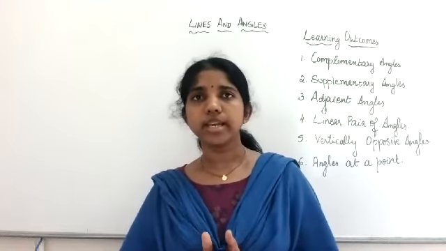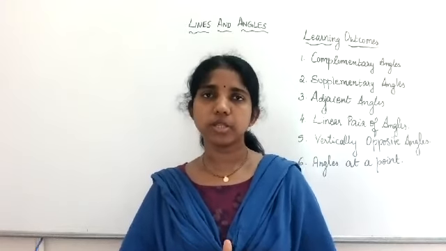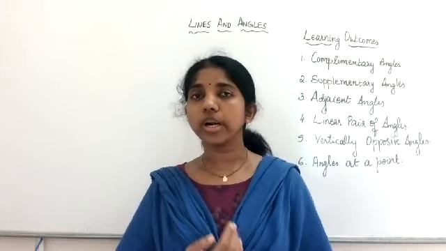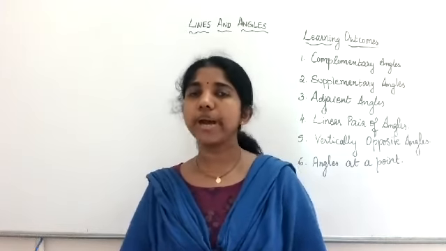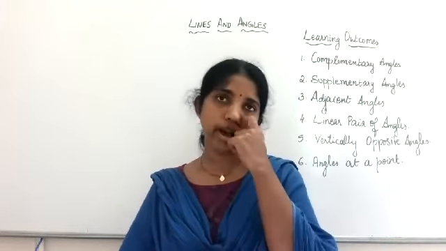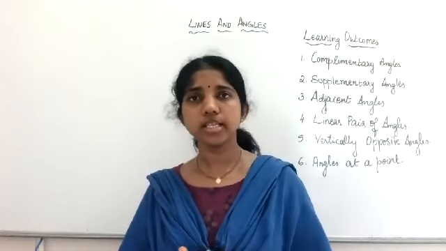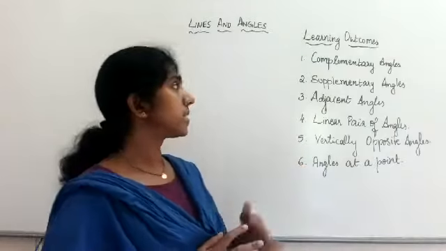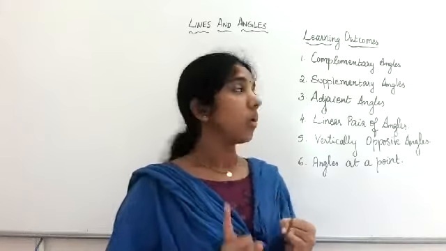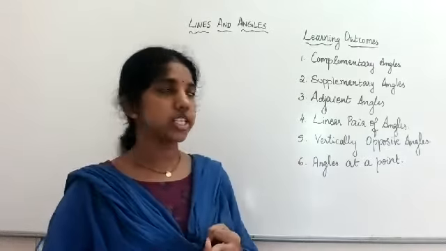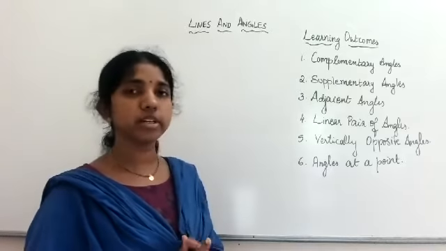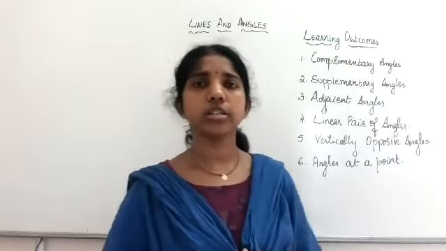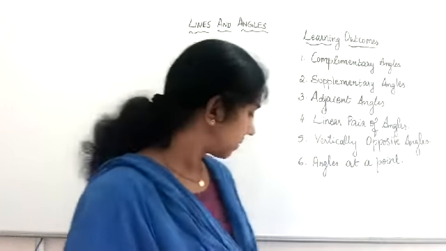Let us study some other basic concepts about lines and angles. What happens if two lines meet each other, or two angles intersect each other? All these concepts we will study in this chapter. In today's session we are going to learn: what is a complementary angle, what is a supplementary angle, what are adjacent angles, linear pair of angles, vertically opposite angles, and angles at a point. Some of the concepts we have already learned, but let us recall them.